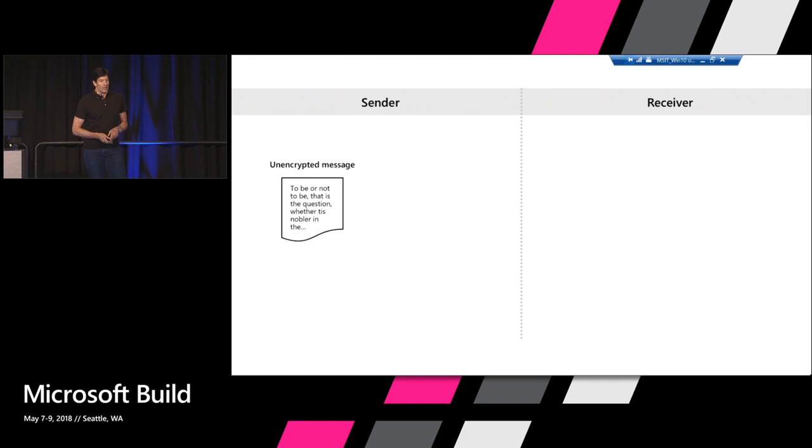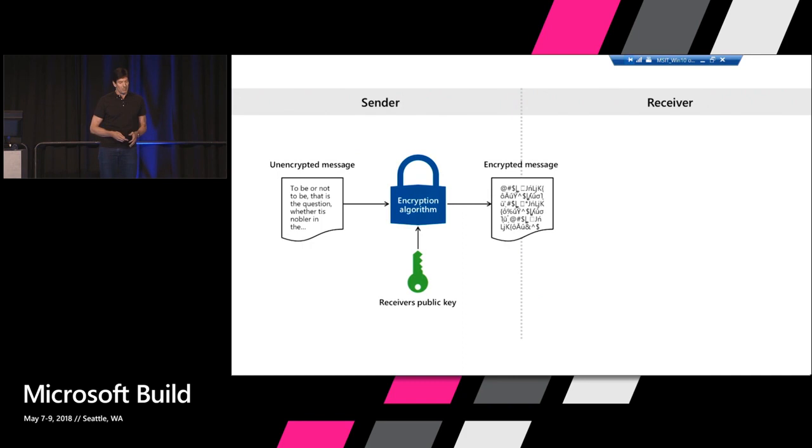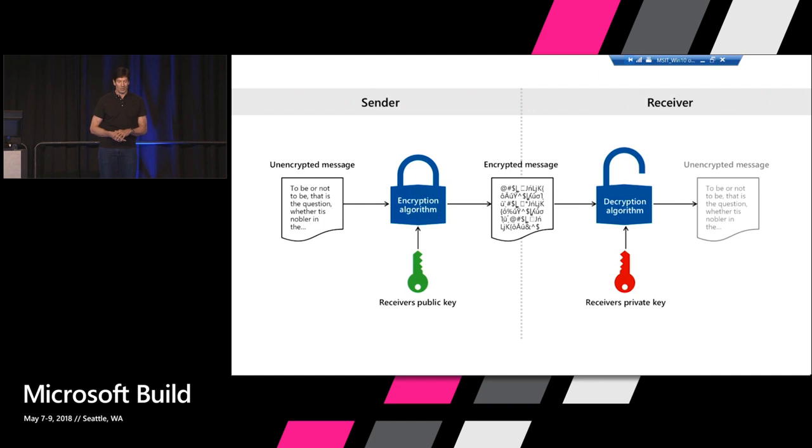And if you take a look at what this looks like cryptographically: unencrypted message, encryption algorithm, receiver's public key, you get the encrypted message. You hand that to the receiver, now they can take their private key and decrypt it, and now they can read the message.